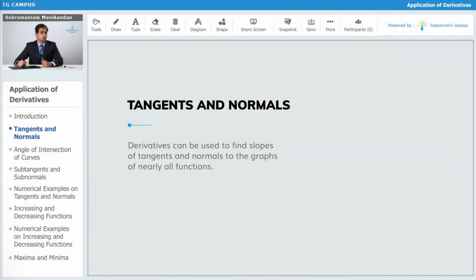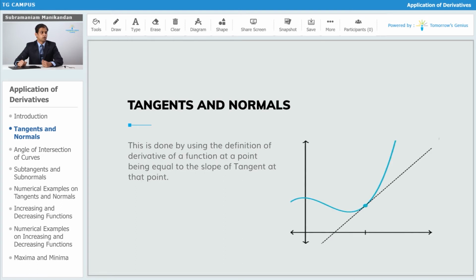A derivative can be used to find the slope of tangent and normal to the graph of nearly all the functions. This is done by using the definition of derivative of a function at a point being equal to the slope of the tangent at that point to the graph of the function.